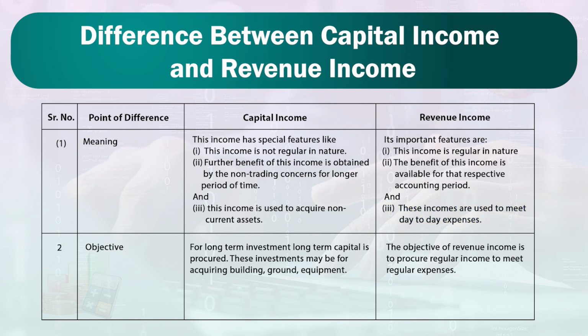2. Objective. For long-term investment, long-term capital is procured. These investments may be for acquiring building, ground, equipment. That is capital income. In case of revenue income, the objective is to procure regular income to meet regular expenses.